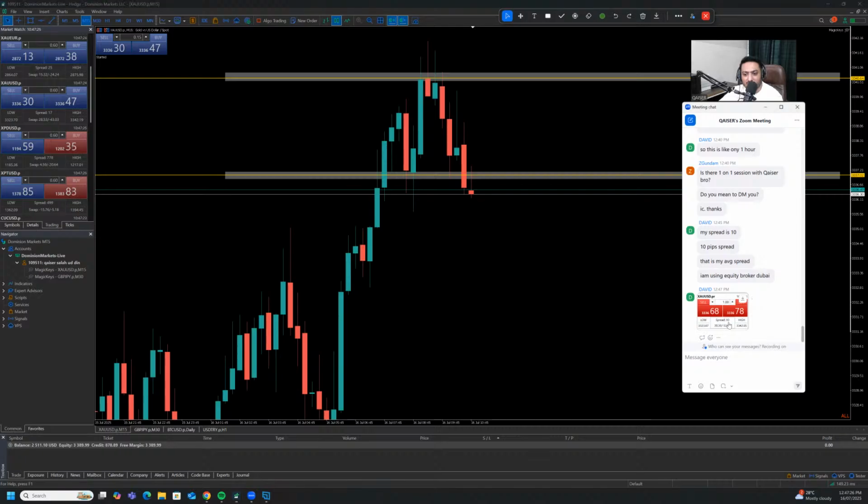I just need to see some smoothness in the price action. Wow, look at this, David has a 10 pip spread, really. So why are you not using Dominion Market? A 10 pip spread? Wow. If you open a trade with one lot, it's already open with a negative $100. And if you're using a 10 lot there, it will be wow, $1,000 negative open.